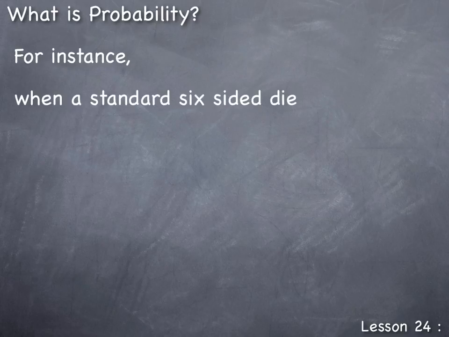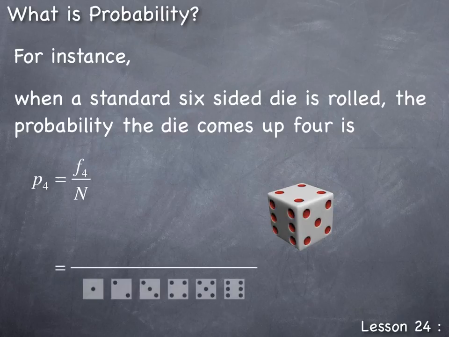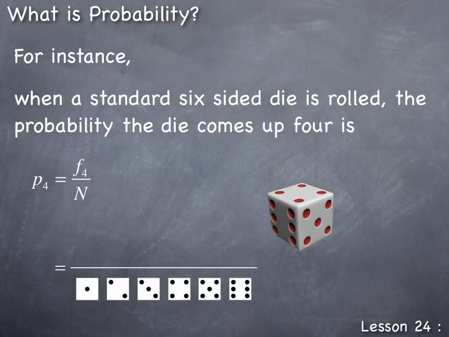For instance, when a standard 6-sided die is rolled, the probability the die comes up 4 is calculated by looking at the proportion of the time it could come up 4. This is done by counting out of the total number of possible outcomes how many times it can roll a 4. Well, when a standard 6-sided die is rolled, there are 6 possible outcomes that can occur. It could either come up a 1, a 2, a 3, a 4, a 5, or a 6. 4 is just one of these possible outcomes.